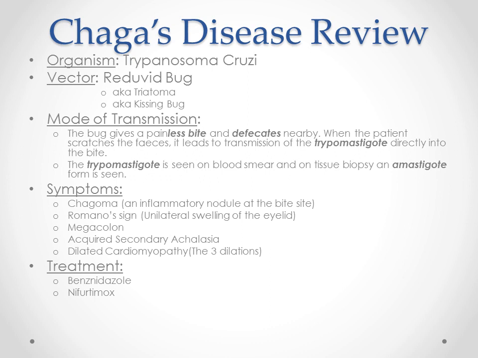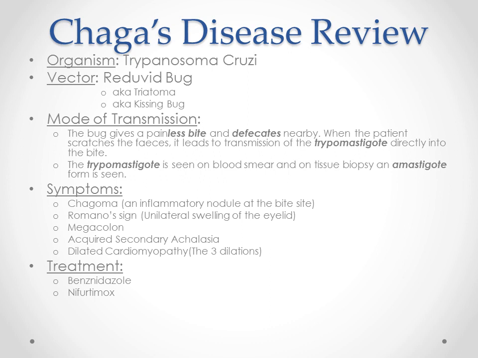The second thing is the Romana sign. You're going to be shown an image of a Romana sign in the coming slides, and it is extremely high yield for your exam. So as of now, just remember that Romana sign is unilateral swelling of the eyelid. How does this happen? For example, you get bitten by the Reduviid bug and the fecal matter is nearby. You can't really see any fecal matter there, but you scratch the area where you have been bitten. Then you take that same hand and wipe your eye.